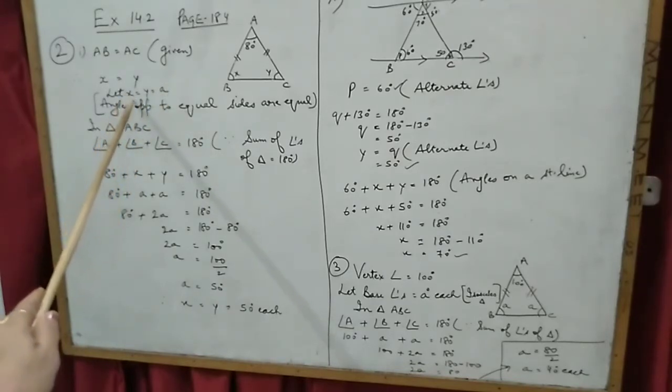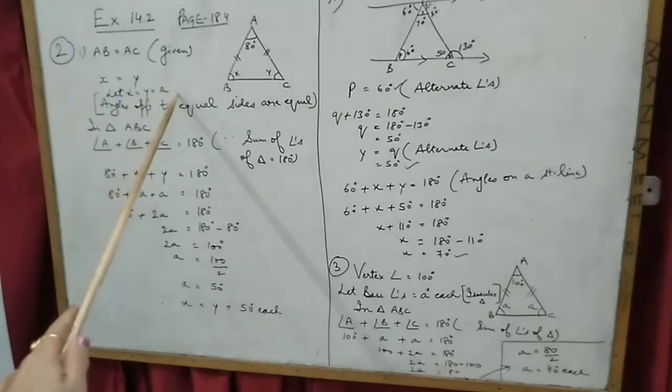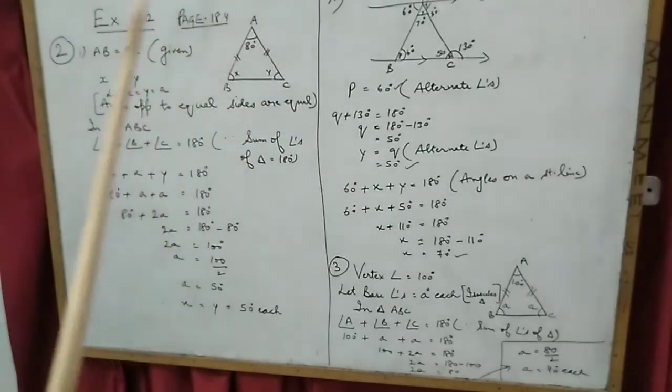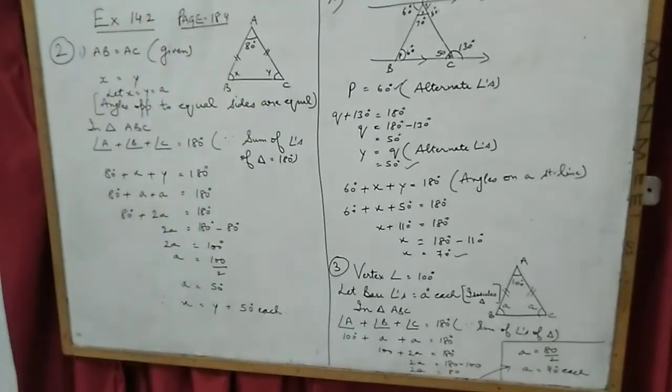Because we have supposed x and y as a. So this is also 50 and 50. Both are 50 degrees. Now children, all other figures are almost the same. I have taken the different one, the 10th one, which is also a very important one.